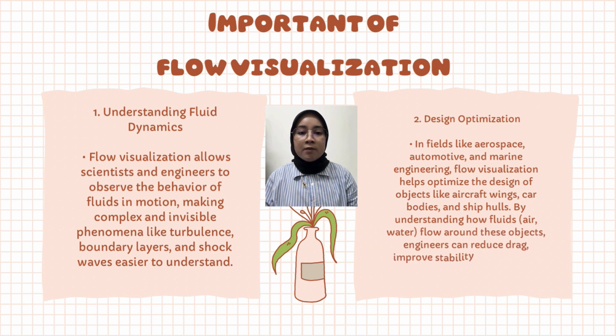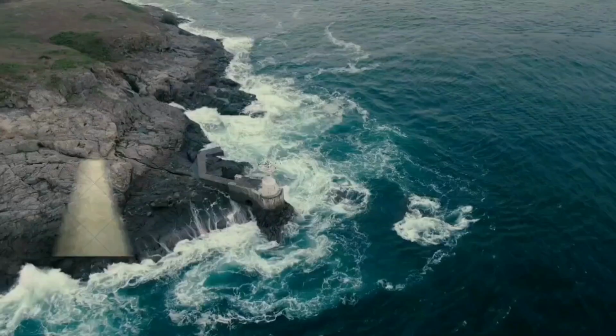Second is design optimization. In fields like aerospace, automotive, and marine engineering, flow visualization helps optimize the design of objects like aircraft wings, car bodies, and ship hulls. By understanding how fluid, air, and water flow around these objects, engineers can reduce drag, improve stability, and efficiency.